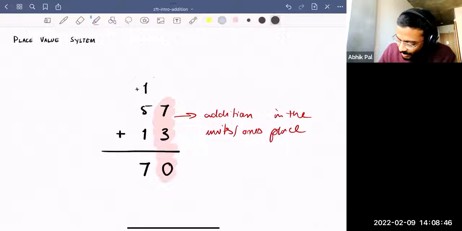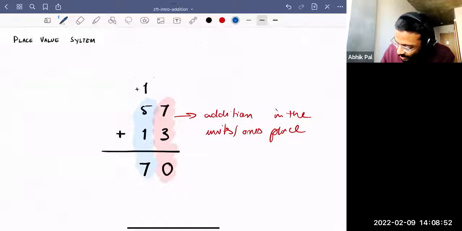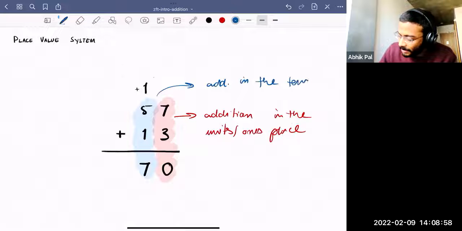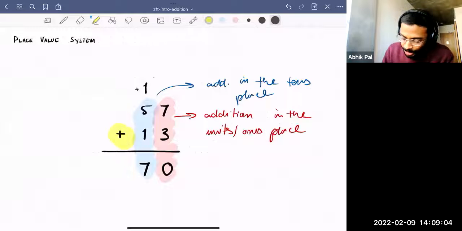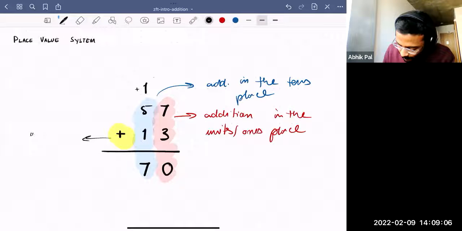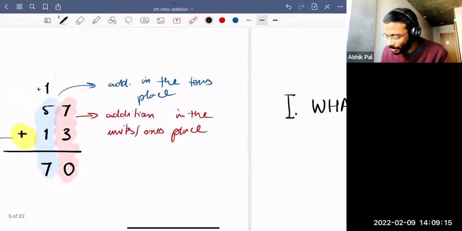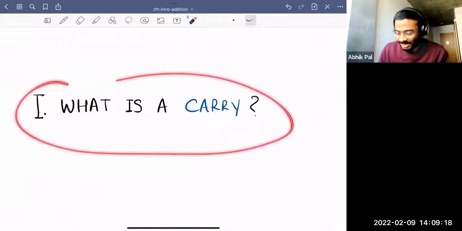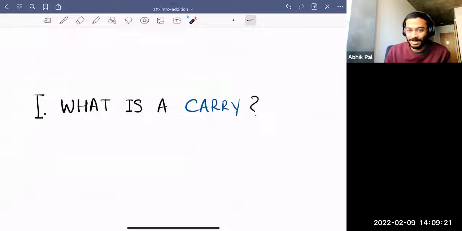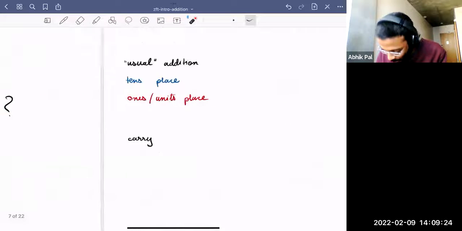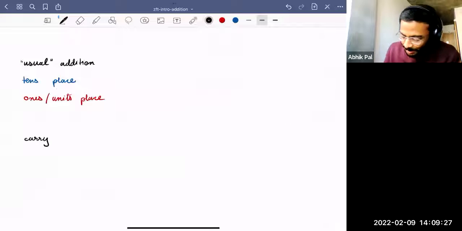The second structure is that of addition in the tens place. And finally, these 2 things combine to give us the usual notion of addition, the usual addition of two-digit numbers. So the first question that I want to answer is: what is a carry anyway? Can we define this in a more precise way? And to do that, we will give some names to the things that we are considering.